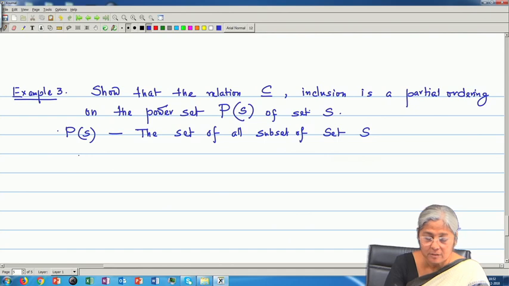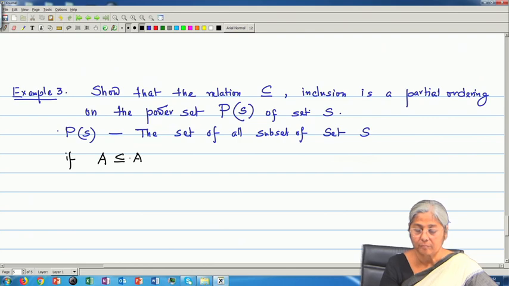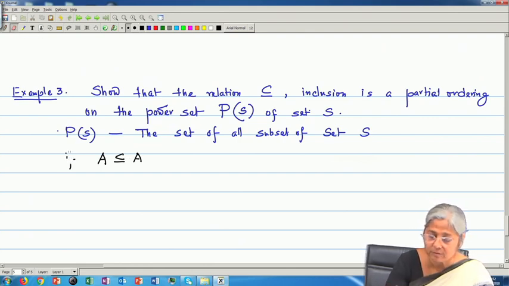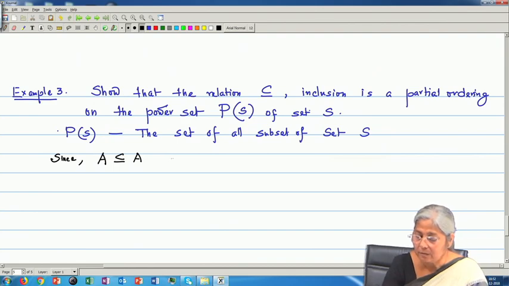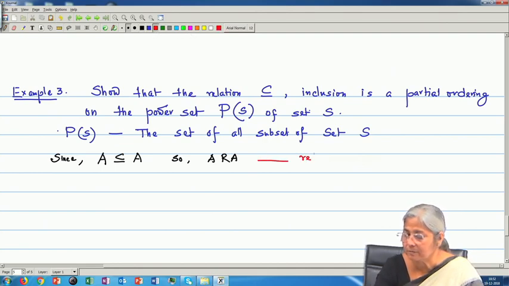Now, we consider a subset A. A is a subset of A, and it is always true that A is a subset of A. So A R A holds, which tells that it is reflexive.